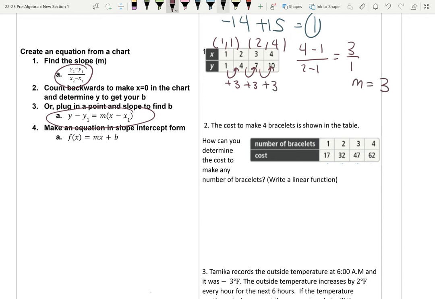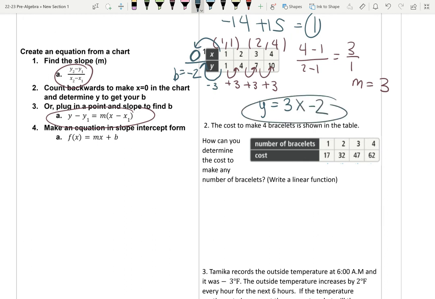And now to find your b, you can either use point slope form, or we know that b is when x is 0. So I'm just going to go backwards. So when x is 0, I'm going to subtract 3 here, and I would get negative 2 for my b. So my equation would be y equals 3x minus 2. So that's another way that you can do that.